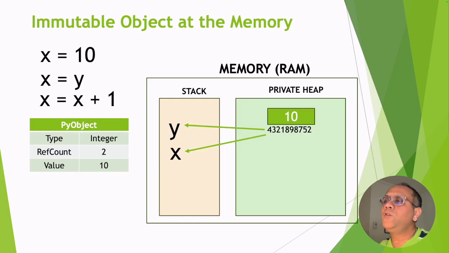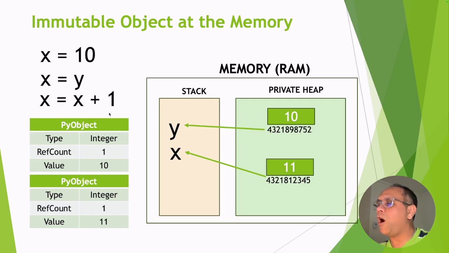Let's try to do that. We do x equal to x plus 1. Then what will happen? Now x is 11, 10 plus 1, 11. Then a new object, the 11 object, is created in the memory with a new memory address, and x refers to that new address. So x is no more referring to the previous value 10. Now x is referring to the new object 11. So a new object is created whose value is 11 and the reference count is 1, and for the previous object 10, the reference count becomes 2 to 1.